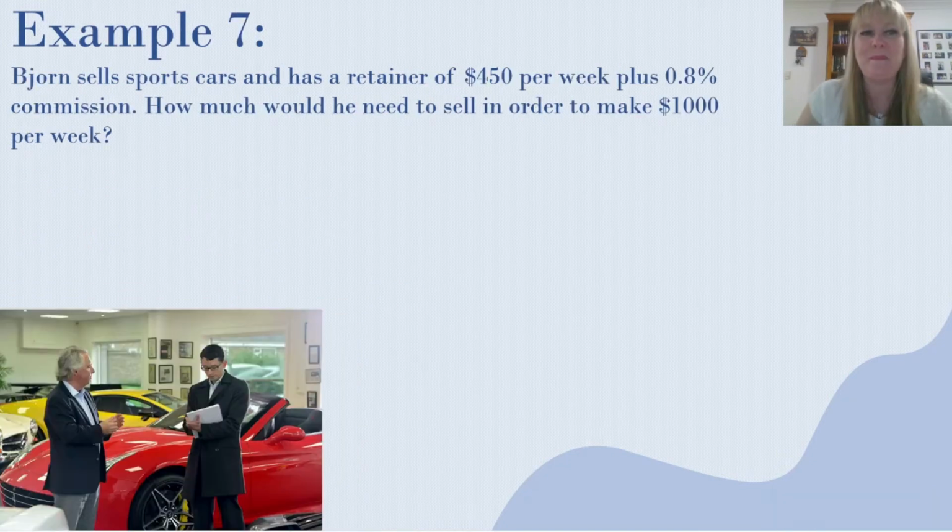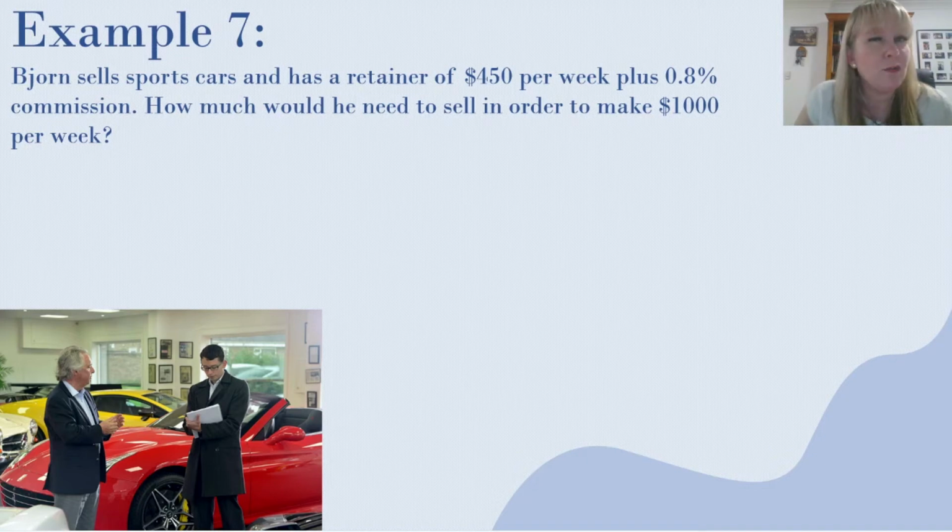Now that would not be a lot for Mary Angela to live on, so she would probably want to negotiate a retainer. Let's look at Bjorn. Bjorn sells sports cars and he has a retainer of $450 per week. So whether he sells nothing or a lot of sports cars, he's still guaranteed some income. Plus 0.8 of 1% commission. How much would he need to sell in order to make $1,000 a week?